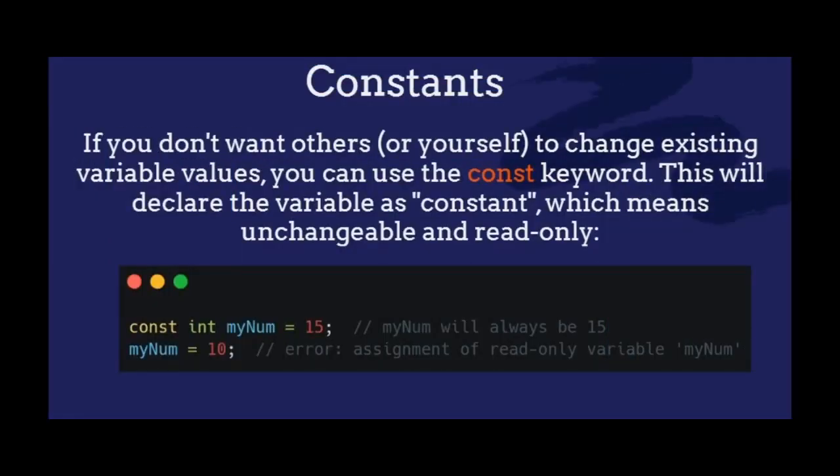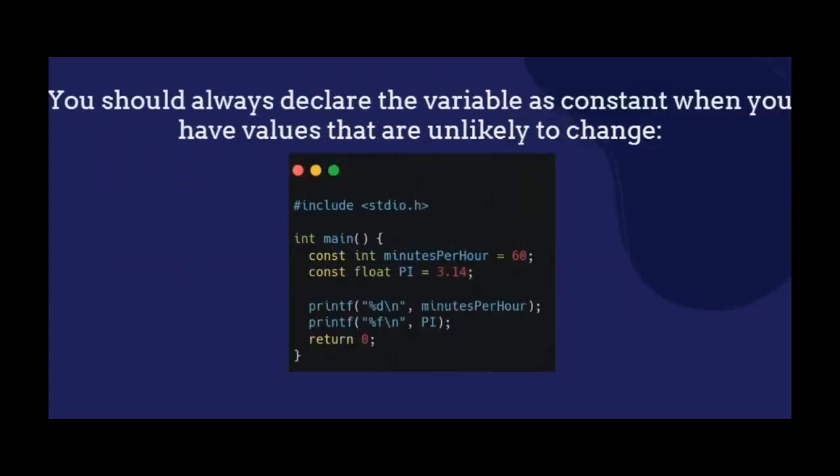Constants in C. If you don't want others, or yourself, to change existing variable values, you can use the const keyword. This will declare the variable as constant, which means unchangeable and read-only. In this example, we have an error, because of the assignment of the read-only variable my_num. You should always declare the variable as constant when you have values that are unlikely to change.